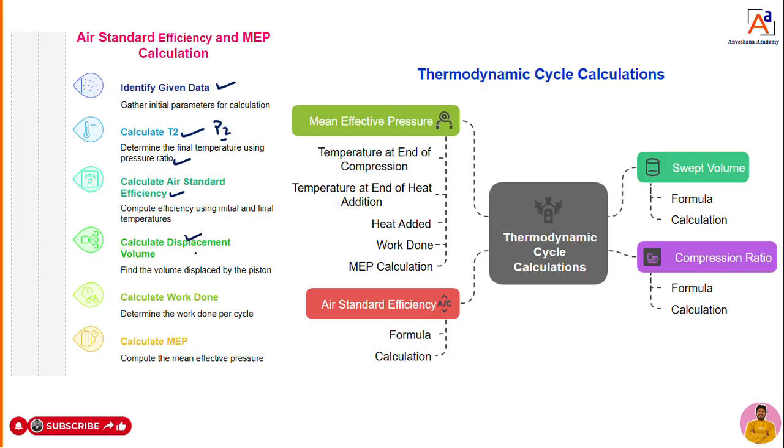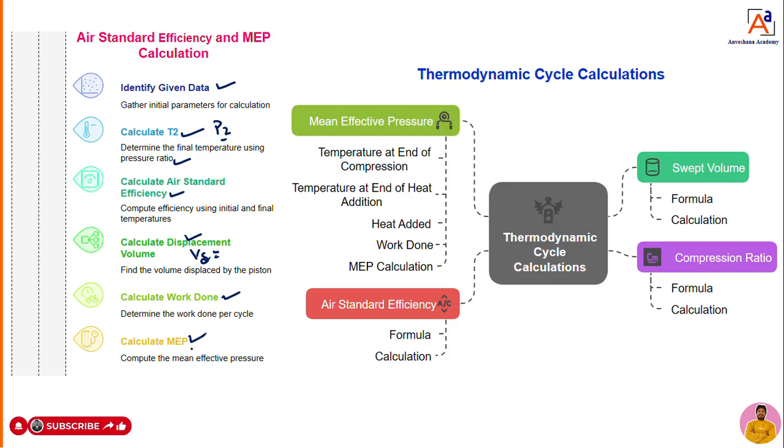Then calculate the displacement volume. Displacement volume is nothing but the swept volume. With the help of piston, TDC and BDC, with the help of bore and stroke, we can calculate the swept volume. Once you know all these things, we can easily calculate the work done per cycle. Once you've done calculations for all the above parameters, I can calculate the mean effective pressure.